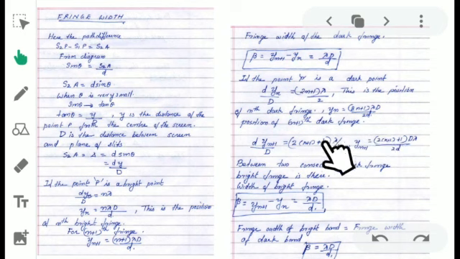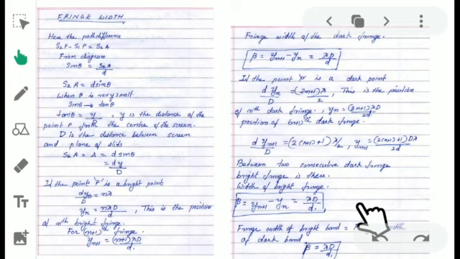Then we will get the equation y(n+1) by d is equal to (2(n+1)+1) into lambda by 2. Then the (n+1)th position of a dark fringe and the nth position of a dark fringe, we subtracted both. We got the fringe width of a bright fringe, that is lambda D by d.